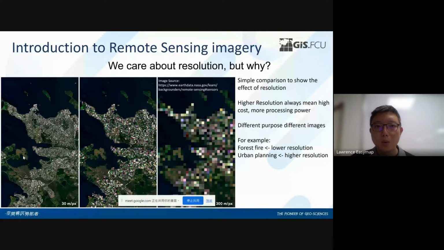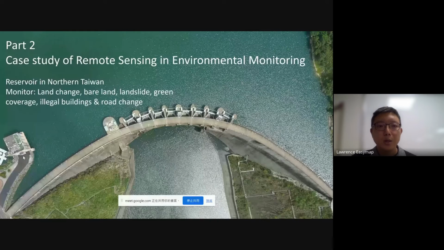Therefore, you always need to know what your purpose is and what you are looking for. Okay, so in the following slides, I'm going to show and share some case studies that we have done using remote sensing images. In part 2, I will talk about environmental monitoring.